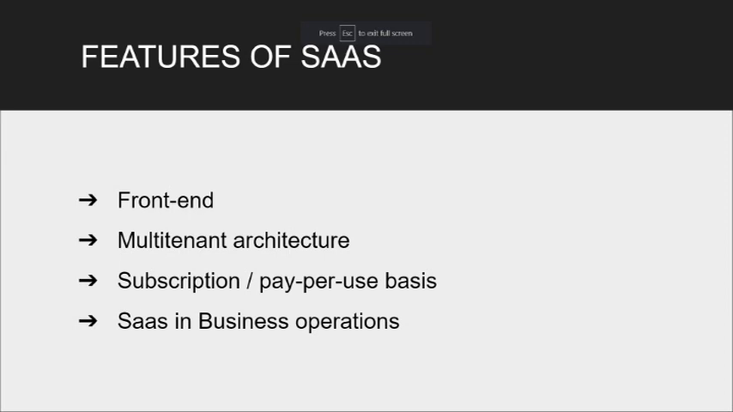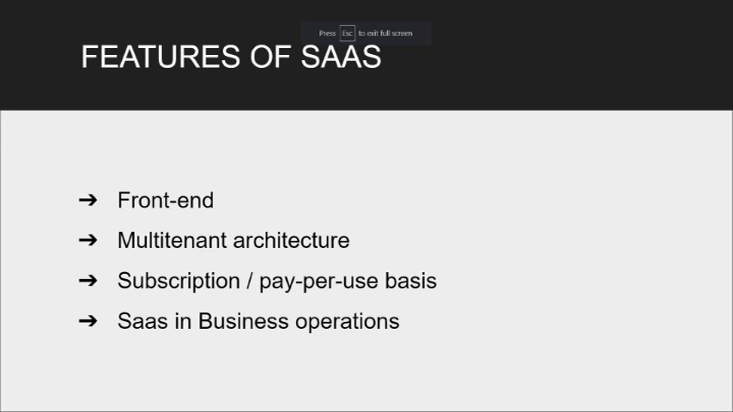SaaS employs multi-tenant architecture, which means a SaaS product can serve many consumers at one time depending on its server size, which ranges from hundreds or thousands to lakhs of users simultaneously. And everything is continuously synchronized in real time.